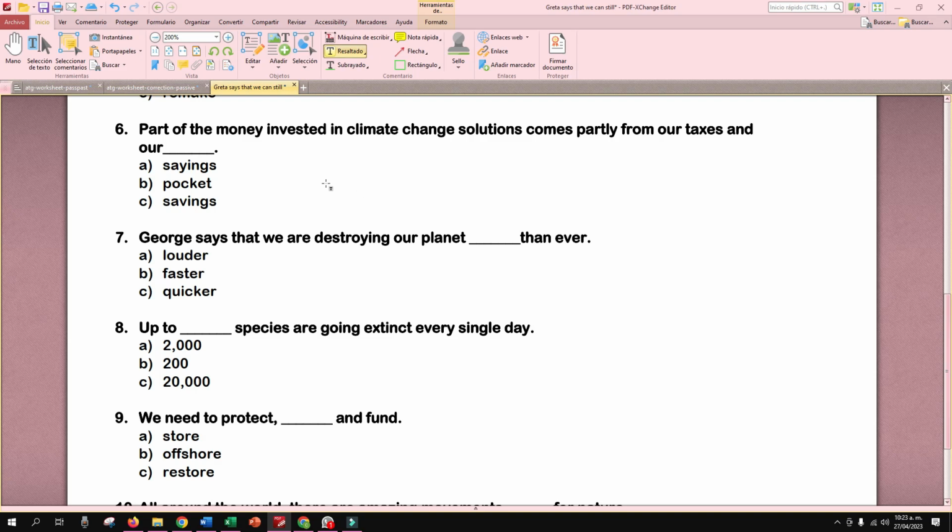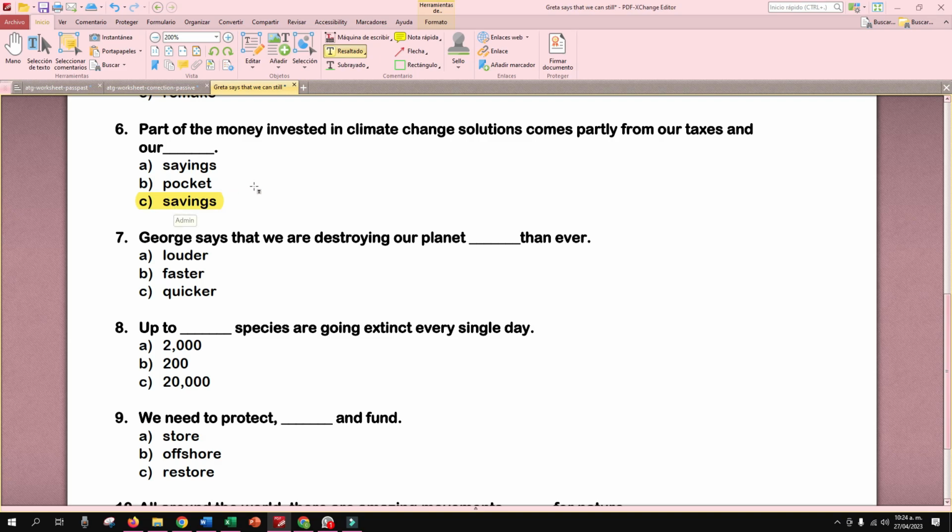A part of the money invested in climate change solutions comes partly from our taxes and our science, pocket, or savings. Savings, yes, Diana, that would be it. So taxes and our savings.